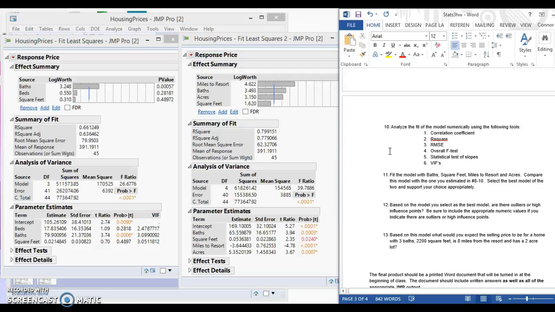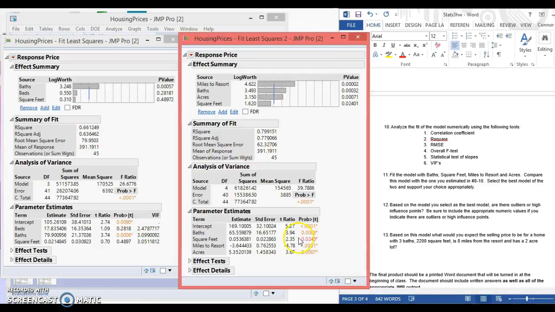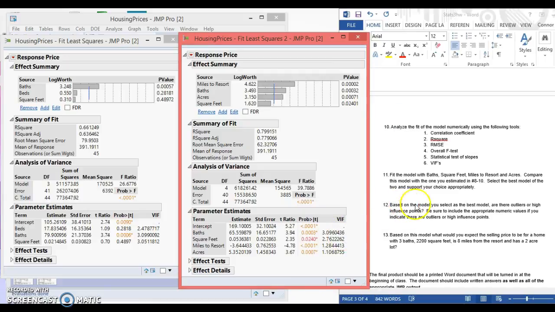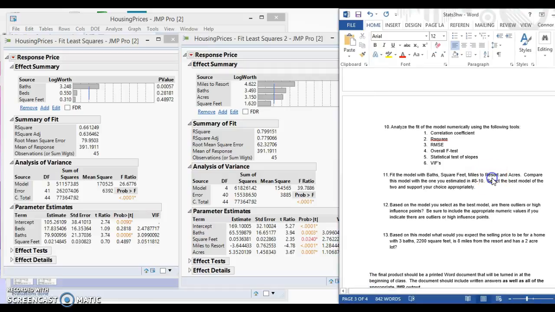Alright, compare this model. So to compare it, you would just compare your R squares, maybe your VIFs, once I get that pulled up, and just explain which one you think is best. And like Dr. Shiflett says, support your choice appropriately. So use those values that we've been talking about to support that. Based on the model you selected as the best model, are there outliers or high influence points?